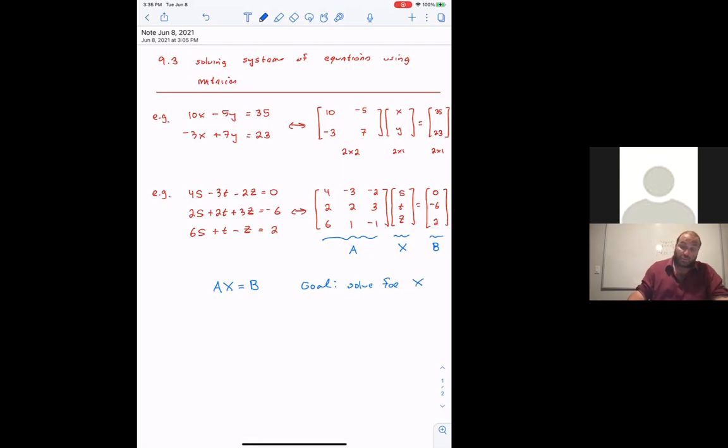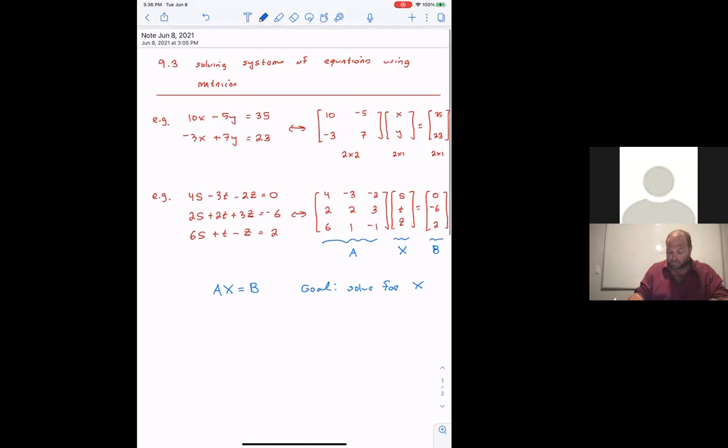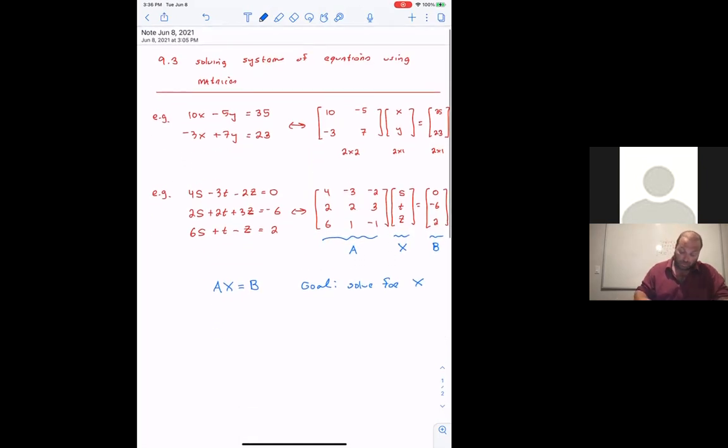Now, if these were numbers, I would just divide by A, but we haven't defined division of matrices, nor are we going to define division of matrices. That's not something that we do. So how in the world do I get rid of the A to get X by itself? And the answer is we're going to multiply on the left of both sides by the inverse of A.